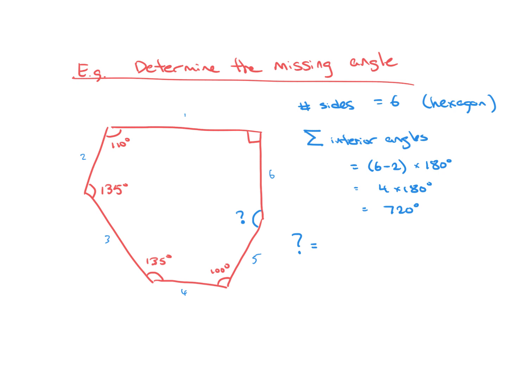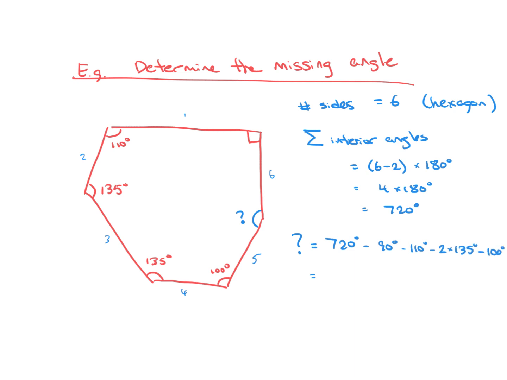So I'm going to say that the question mark equals 720 degrees. I'm just going to subtract all the other angles. So we're going to subtract the 90 degrees, that's the box corner. I'm going to subtract the next angle, which is 110. I'm going to subtract the next 2 angles. I'm going to do something fancy here. I'm going to say 2 times 135 degrees, because we have 2 of them. Instead of writing it twice, just multiply by 2. And then we're going to subtract the last angle, 100 degrees.